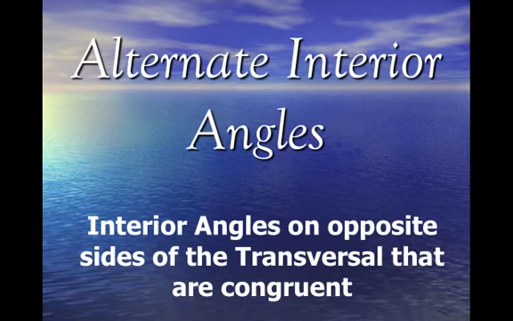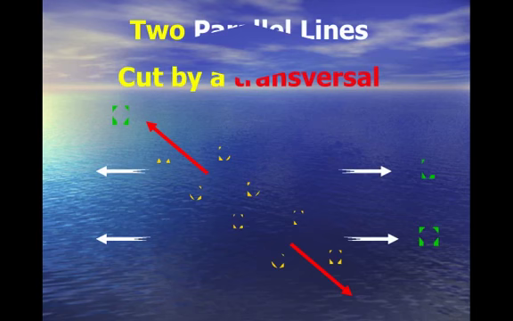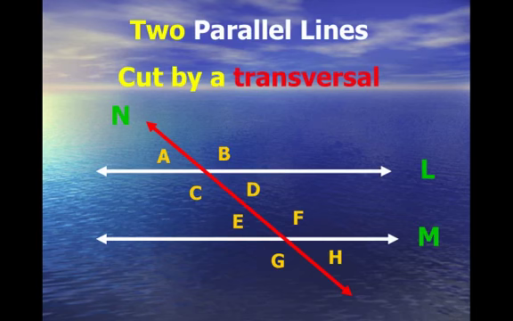We start talking about alternate angles. By definition, alternate angles are angles that are congruent and on opposite sides of the transversal. Alternate interior angles are interior angles on opposite sides of the transversal that are congruent. They have the same value. So to be alternate, you have to be on opposite sides of the transversal, or opposite sides of the red line, and you have to be congruent.